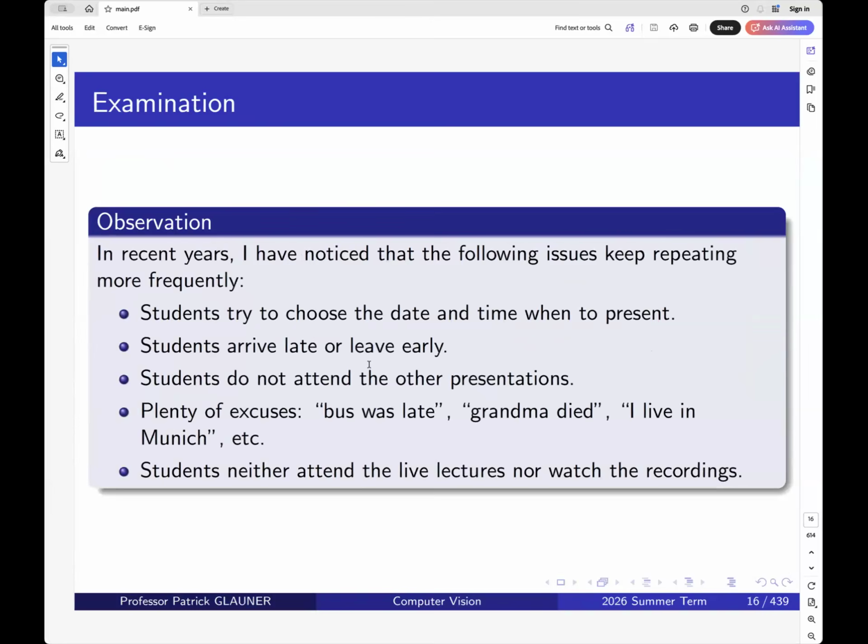There are a couple of things I've also observed in this course that a lot of students try to choose the date or time when to present. Students come up with all sorts of excuses, like a bus was late, and a lot of grandmas have died since I'm a professor here, or all sorts of other reasons that someone lives in Munich, whatever. So there are unfortunately no exceptions, and these 2 weekends now, so block them for now. And you need to only attend that one day on campus on which your presentation takes place.